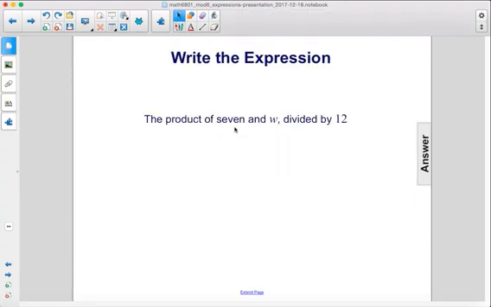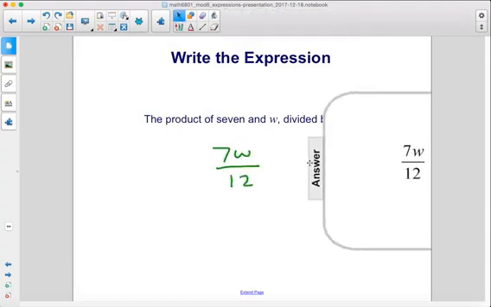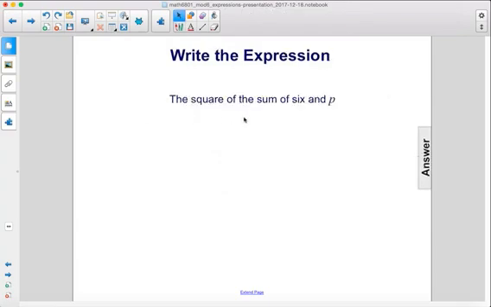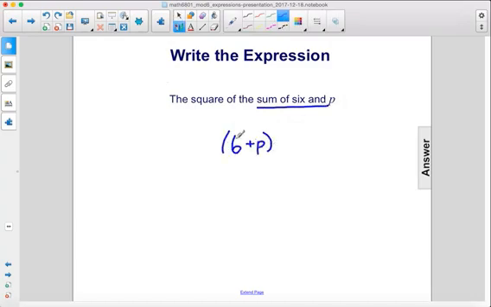The product of 7 and w divided by 12. So we're going to have a product, multiplication, of 7 and w, and then divided by 12. The square of the sum of 6 and p. So first we take the sum of 6 and p, and then we square it.